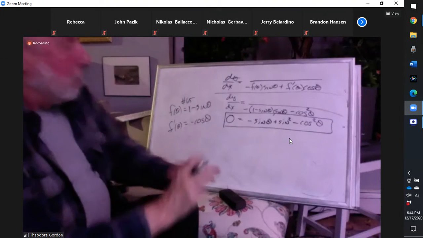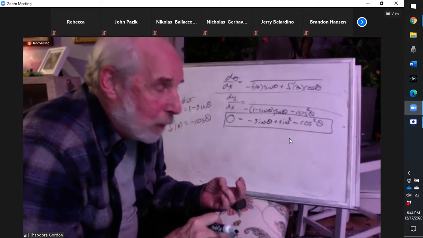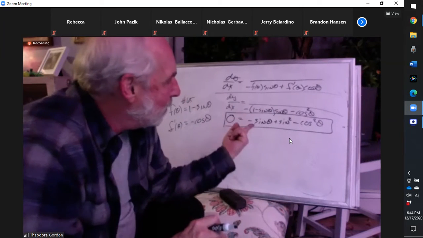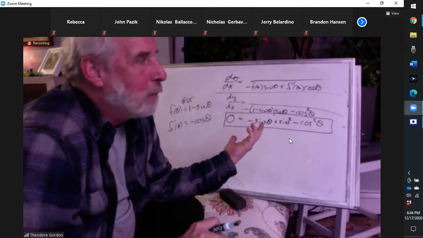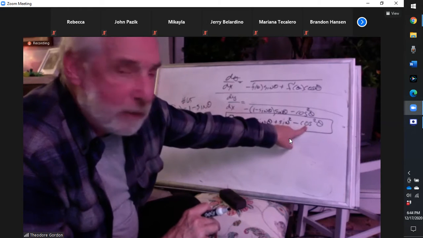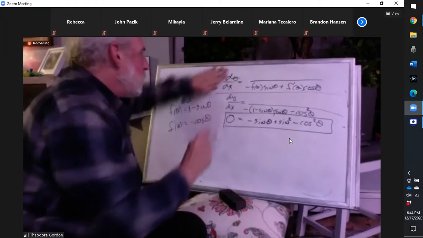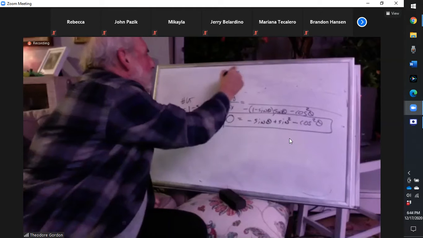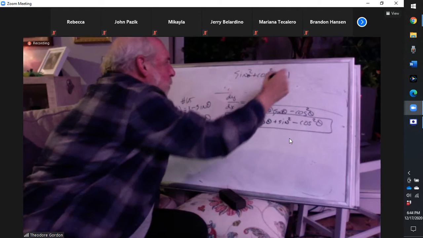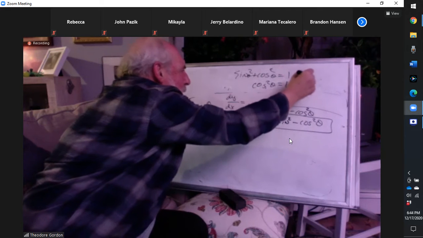So there's a couple of things you can do here. Sines and cosines are transcendental functions. They are not algebraic functions, so you can't solve this by normal algebraic means. But we can change the cosine squared into a sine squared, can't we? Because we know that sine squared plus cosine squared is equal to 1. So cosine squared of theta is equal to 1 minus sine squared theta.